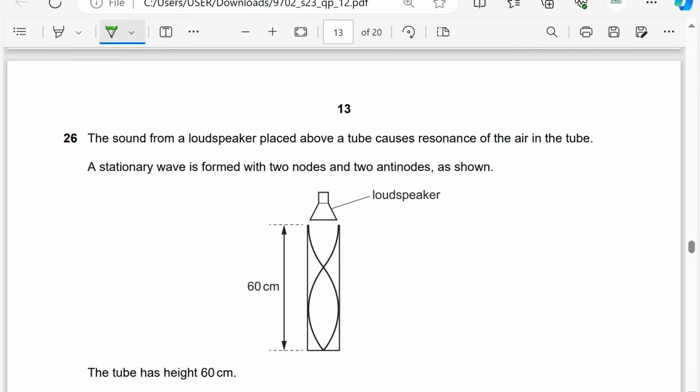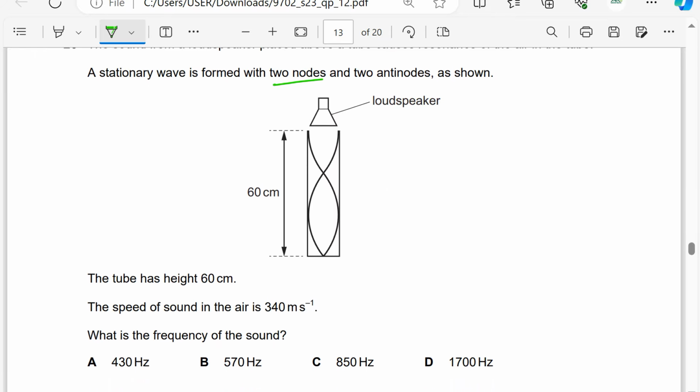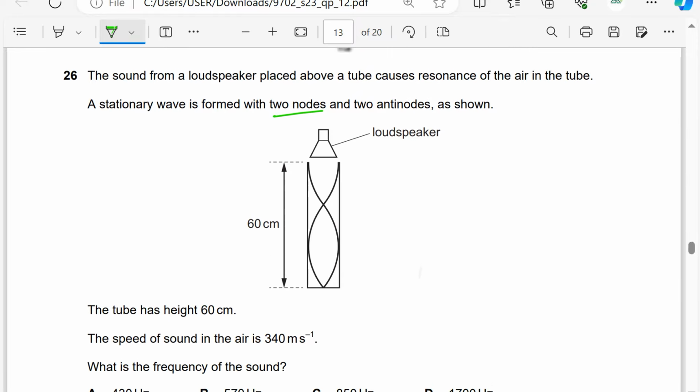The sound from a loudspeaker placed above the tube causes a resonance of the air in the tube. A stationary wave is formed with two nodes and two antinodes. The tube has a height of 60 centimeters. The speed of sound in air is 340. What is the frequency of the sound?